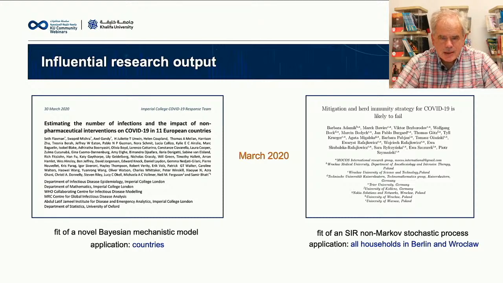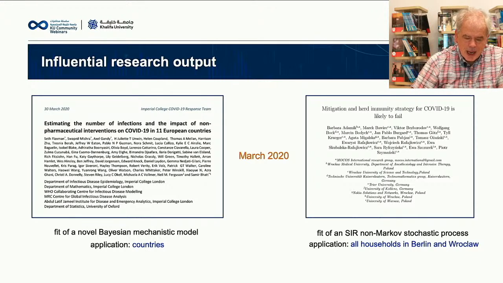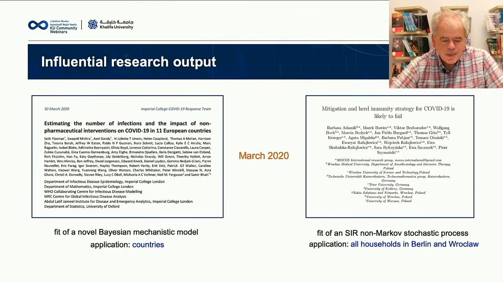On the right is a similar work from German and Polish scientists that had the same effect, and formed the basis for the German government to enact the lockdown as well. What's important is that the work on the left dealt with 11 European countries. So they analyzed the data that were available at that time from 11 European countries, covering extended geographical regions, while the work on the right dealt with the houses in Berlin, the capital of Germany, and another city, Wrocław, a very big city of Poland, which is across the border.